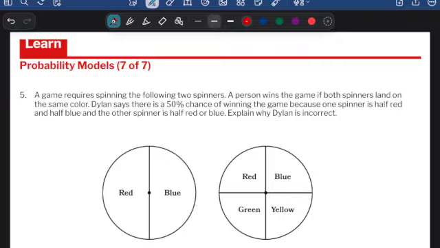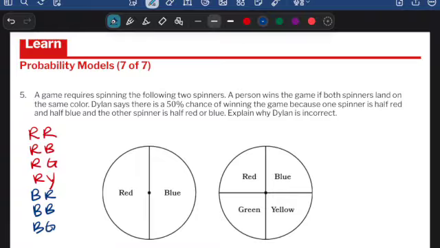It would be helpful if we wrote down all of the possible outcomes. So let's say first we spun a red, and then we spun a red on the second spinner. Then we would spin a red and we could get blue. We could spin red and we could get green. We could spin red and we could get yellow. Okay, then we could also first spin a blue and then get a red. We could spin blue and then get a blue. We could spin blue and then get a green. We could spin blue and then get a yellow. So these are the possible outcomes. We have 8 possible outcomes in this chance experiment.